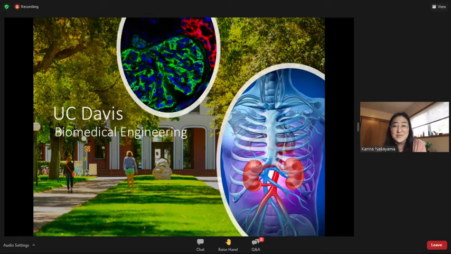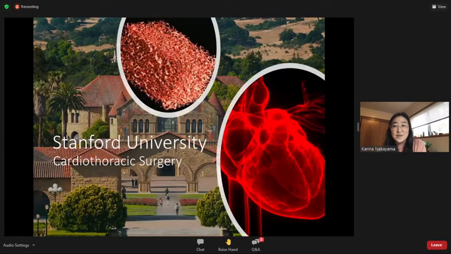So after I got my PhD, I ended up over at Stanford, and instead of sticking with biomedical engineering, I went into cardiothoracic surgery. And I spent the next 7 years over at Stanford. And so there I worked on looking at a bunch of different biomaterials for engineering two kinds of cardiovascular tissues, either heart tissue or blood vessels.